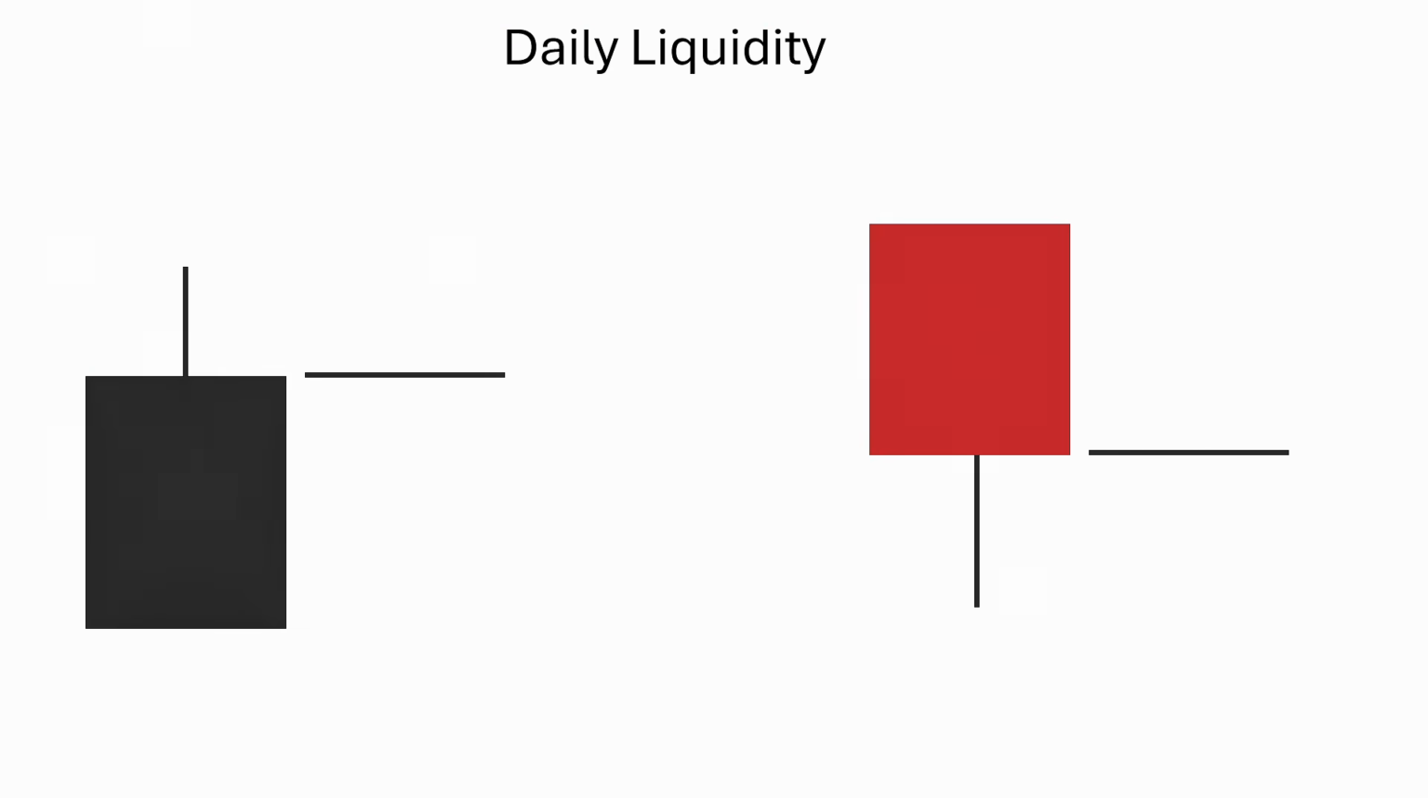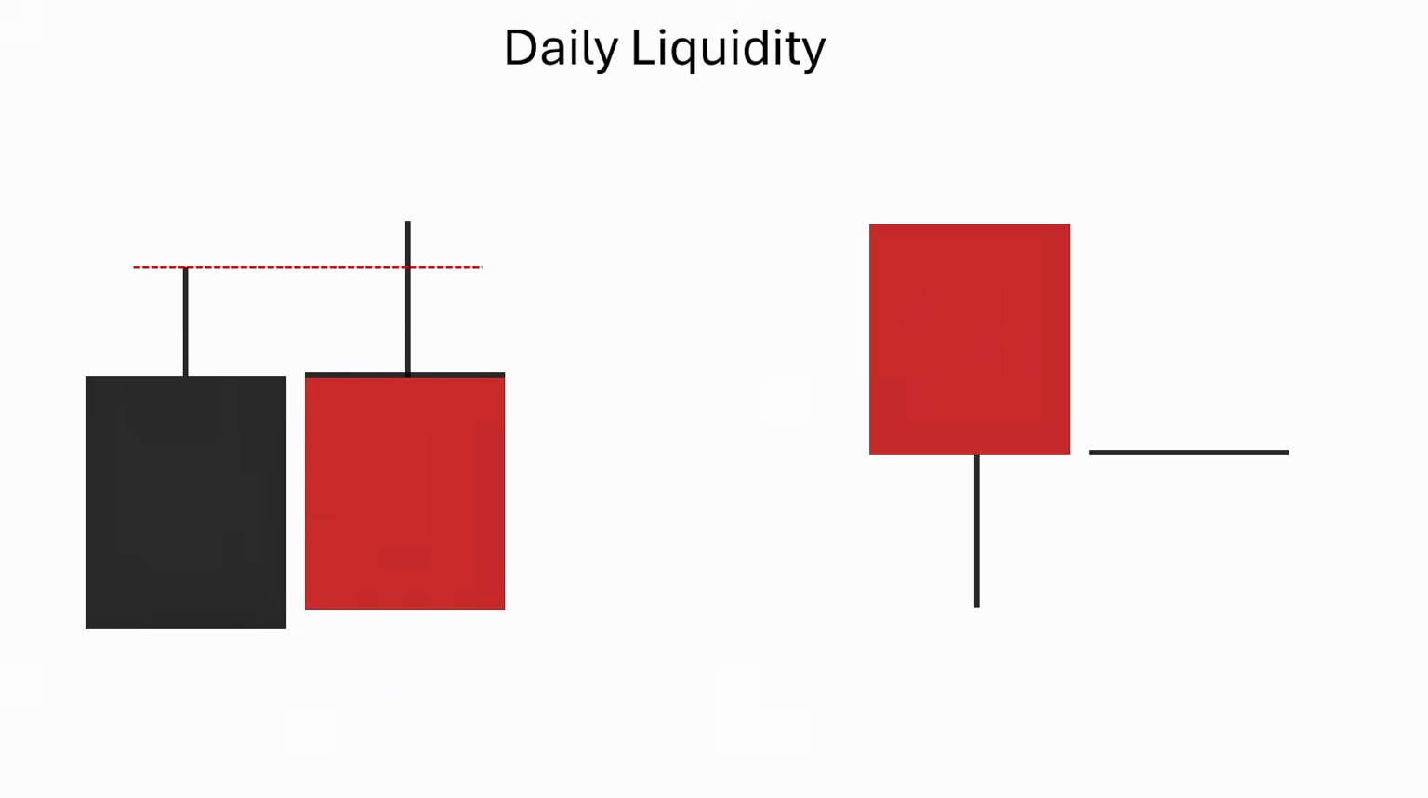So now let's add an additional layer. What we want to see is for price to absorb daily liquidity, specifically external liquidity. So if you're going bearish, you'd want to see price absorb the previous day's high. If you're going bullish, you'd want to see price absorb the previous day's low.